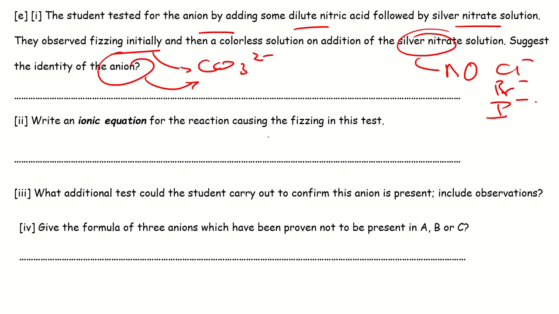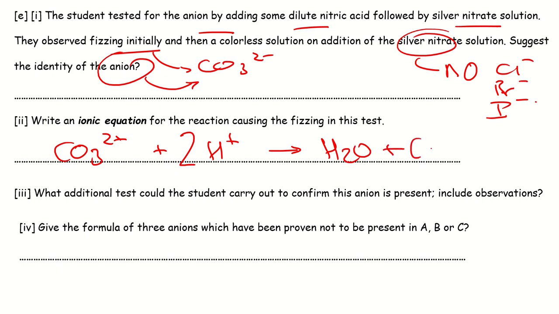Write an ionic equation for the reaction caused by fizzing. So the fizzing is caused by the carbonate ion reacting with the hydrogen ion, the acid from the dilute nitric acid, and that will give you water, and you will get carbon dioxide.